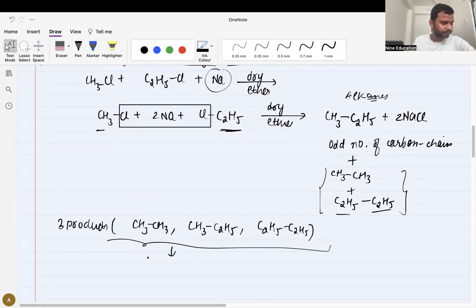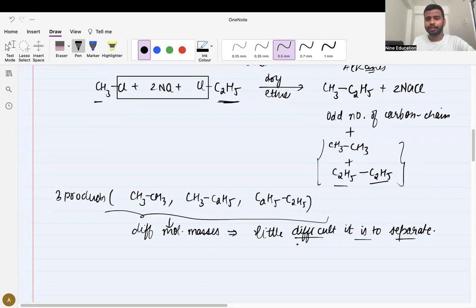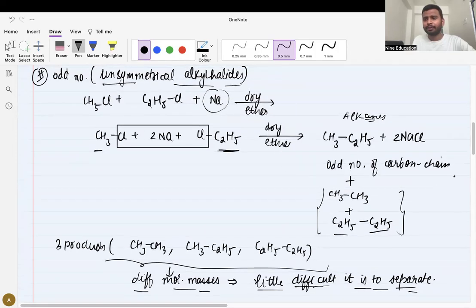है ना? So they have different molecular masses. So little difficult it is to separate. See, all these are non-polar compounds, है ना? Their molecular masses are also comparable in some range, है ना? ज़्यादा difference नहीं है. So little difficult it is to separate, है ना?